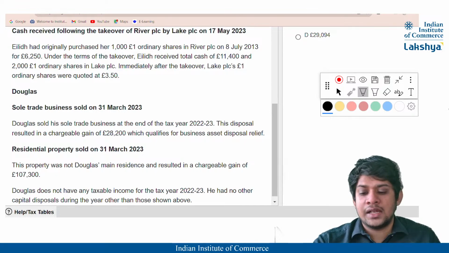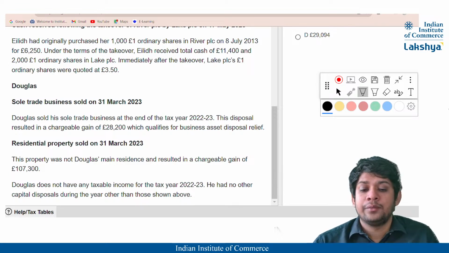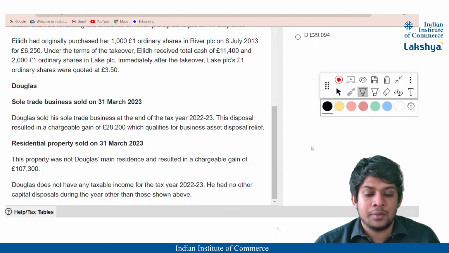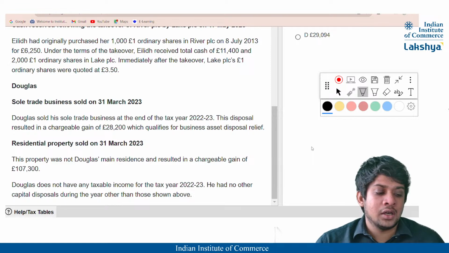Anyway, the chargeable gain, guys, is 28,200. Residential property which was sold. This property was not Douglas's main residence and resulted in a chargeable gain of 1,07,300. So if it is not Douglas's main residence, there will be no PRR relief, right? PRR relief will not be given. So her total chargeable gain is 1,07,300.